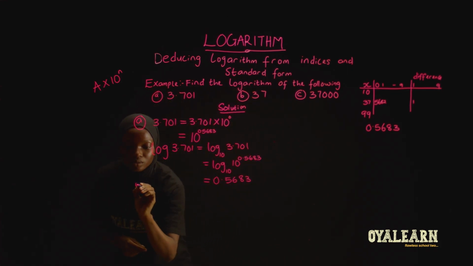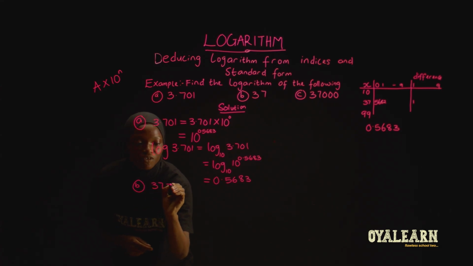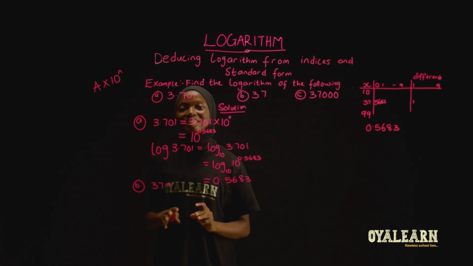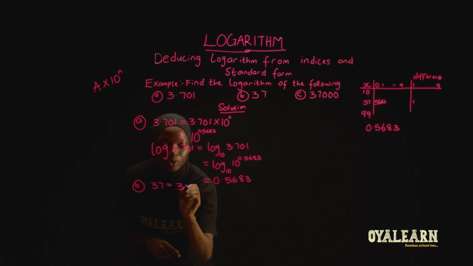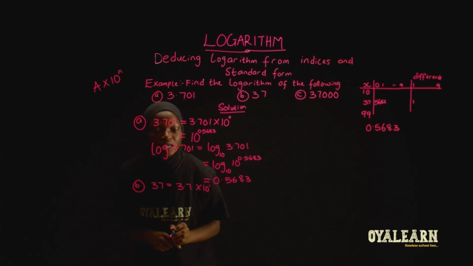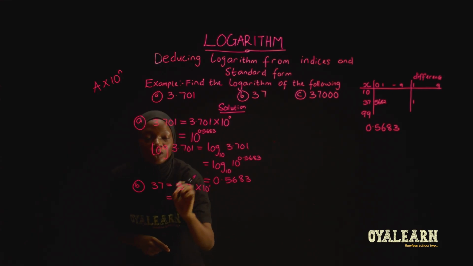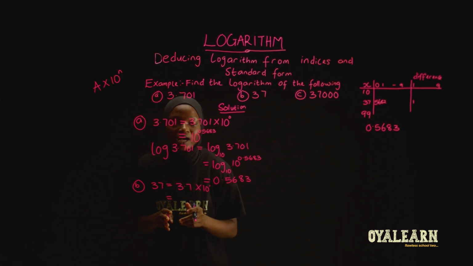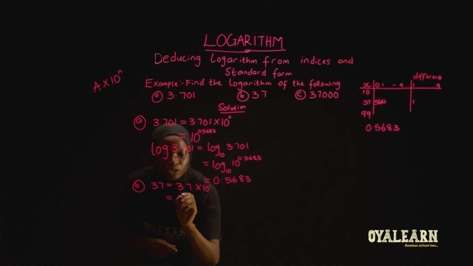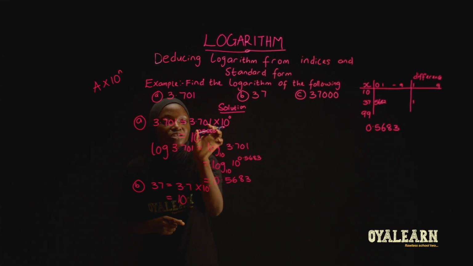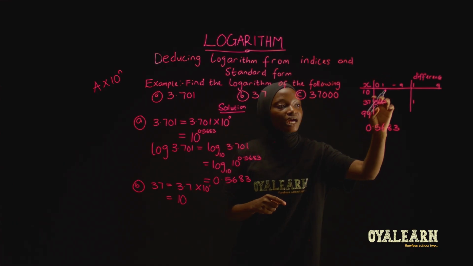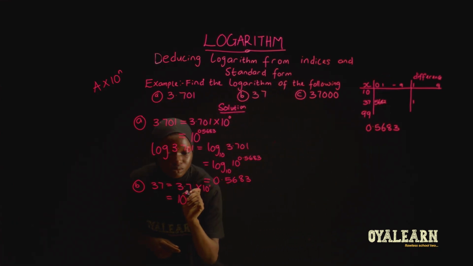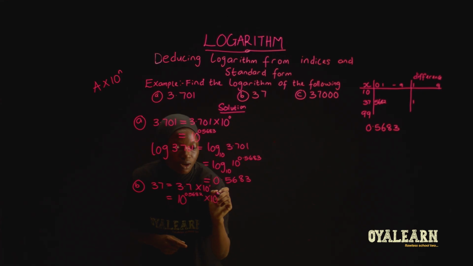Now the second one, 37. Following the same procedure, express this 37 in standard form. To express it in standard form, that means we are expressing in this form. So that means we'll be having 3.7 times 10 raised to the power of 1. Then after doing that, express 3.7 as a number with base 10 and a particular power. And that's going to give us 10 raised to the power of, since we've gotten 3.7 here, 37 under 0, we have 5682, times 10 raised to the power of 1.